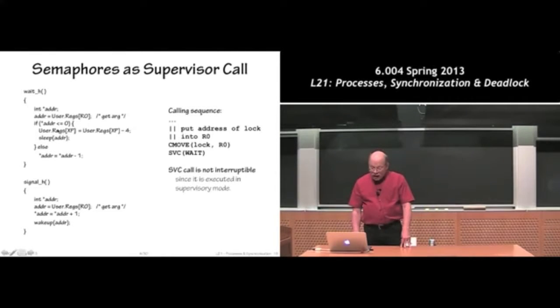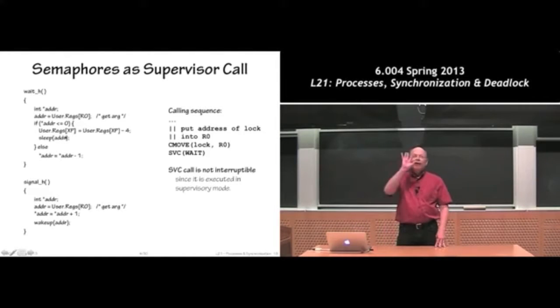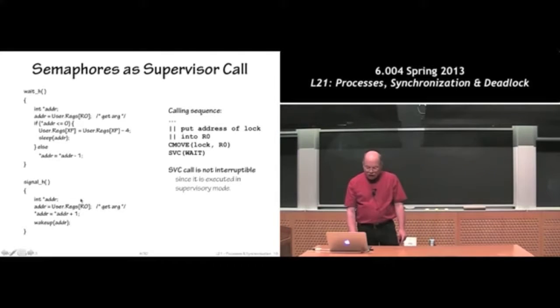If it's less than or equal to 0, in other words we need to stall, you can see it backs up, so that when we re-execute the user program, we'll re-execute the wait supervisor call again, and then we call the scheduler saying, I'm going to go to sleep, wake me when somebody has incremented the semaphore. And down here you can see the signal, which works very much the same way. We pass in the address of the semaphore, increment it, and then do a wake up on that address.